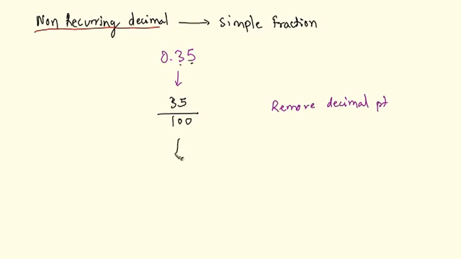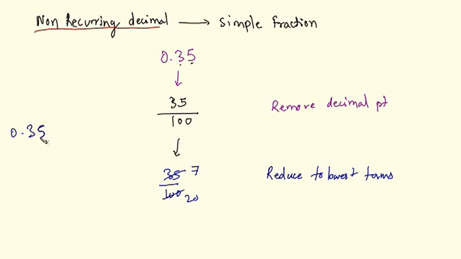Now the third step is to reduce this fraction 35 upon 100 to the lowest terms. So 35 upon 100 can be written as, we can divide this by 5. So 5 into 7 is 35 and 5 into 20 is 100. So our answer is, we can write 0.35 as 7 by 20. So this is how you convert a non-recurring decimal fraction into a simple fraction or a vulgar fraction.